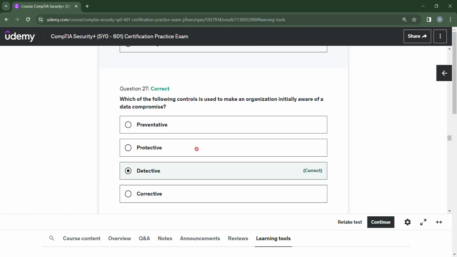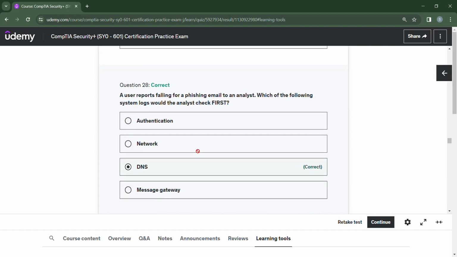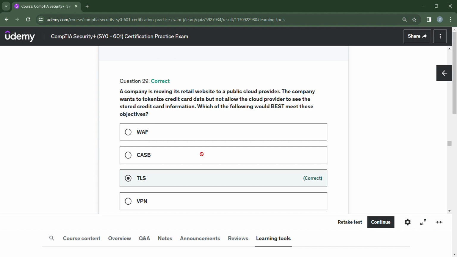Detective would be to make initially aware of a data compromise. DNS for checking up on a phishing email. DNS system log. TLS was correct for the credit card data to prevent the cloud provider from seeing the stored information.